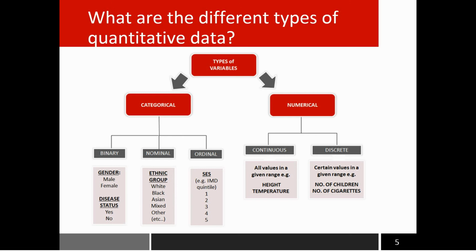The type of data that you have affects the ways in which you can describe and analyse it, and we'll think more about different types of data during the course of this block.